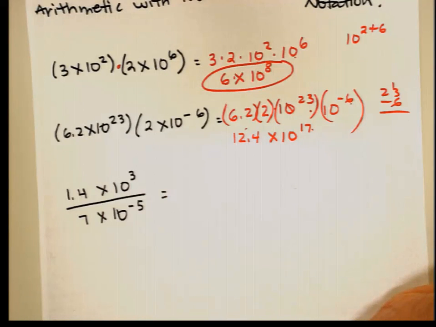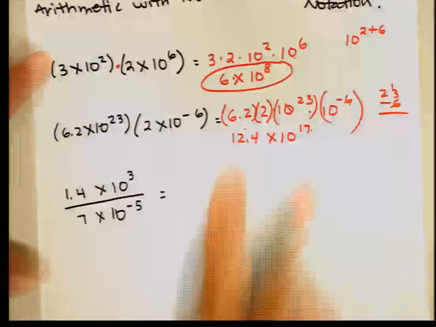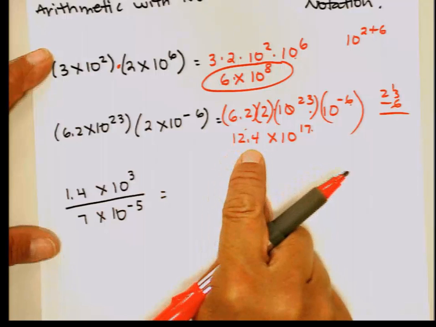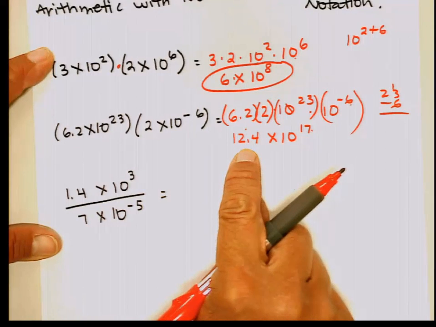However, it is not in scientific notation. Why is it not in scientific notation? Do you see why? This 12.4 is not between 1 and 10. It's too big. So I need to get this to be 1.24.